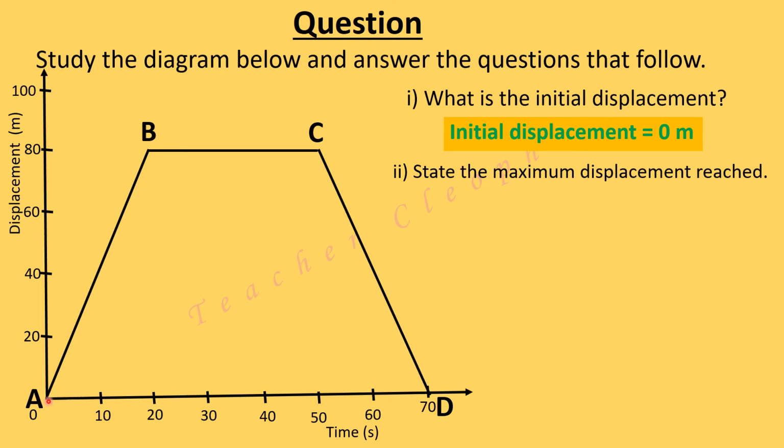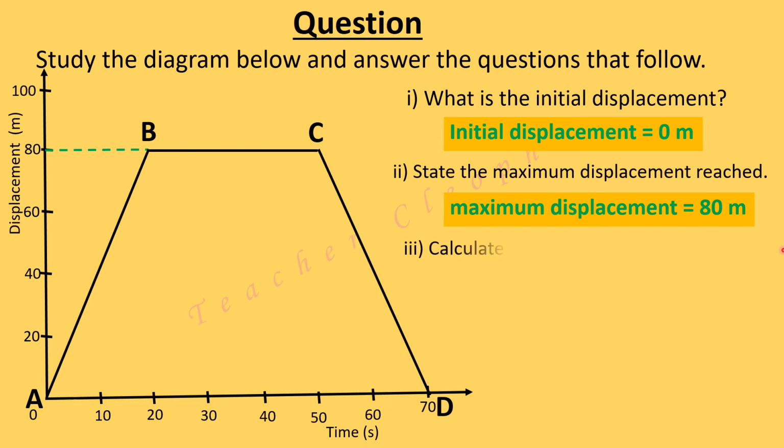Maximum displacement is going to be read on the y-axis, the highest point of the graph on the y-axis, and that is this point, which is 80 meters. So maximum displacement equals 80 meters. Question 3. Calculate the velocity in the first 20 seconds.